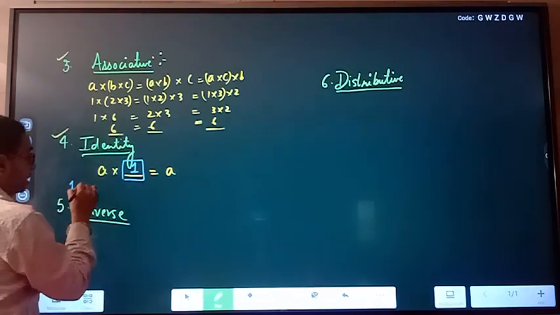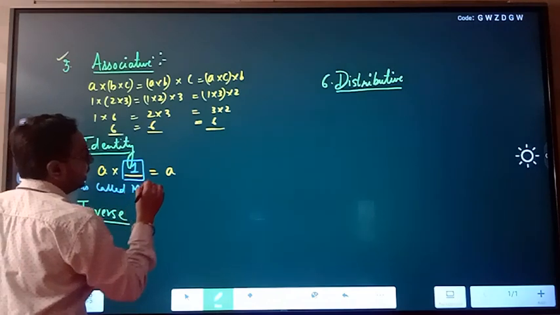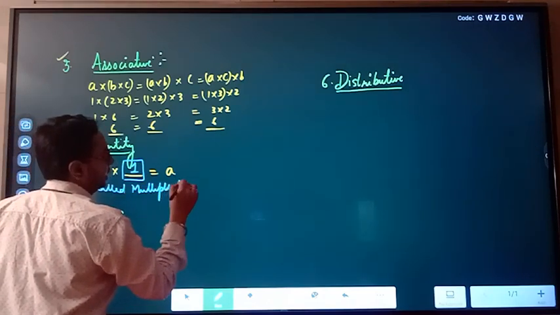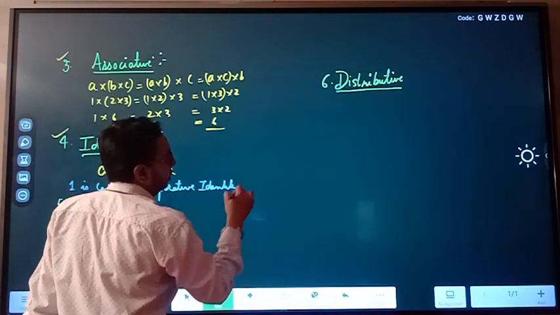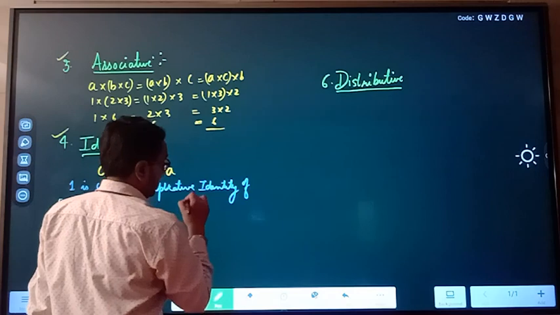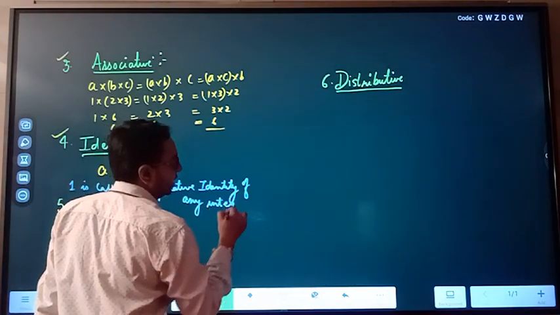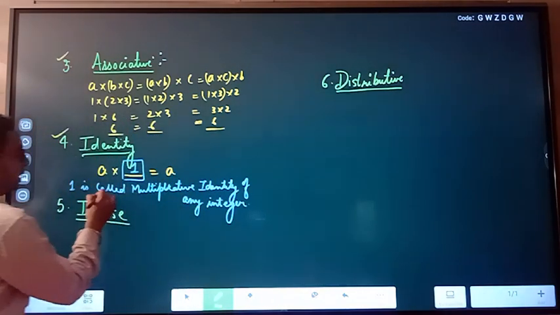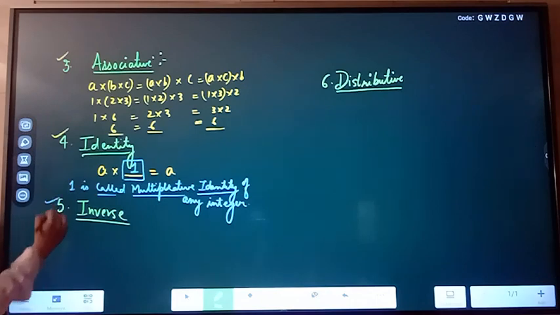Therefore, 1 is called the multiplicative identity of any integer. Are we clear with that? That's very, very important. Multiplicative identity of any integer. Any doubt? Let's move on to the inverse.